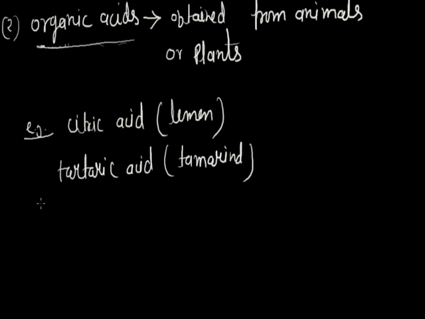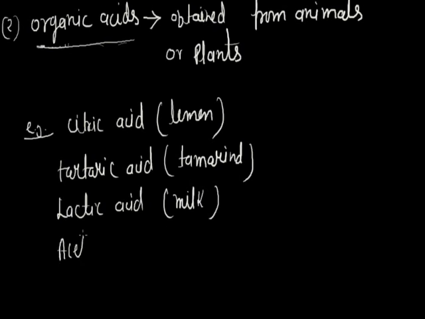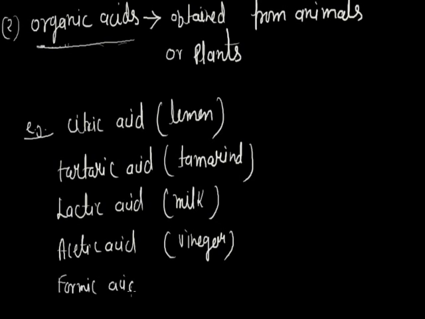Now lactic acid, it is found in milk. Acetic acid, it is found in vinegar. And next is formic acid, which is obtained from red ants. So all these acids are called organic acids, and organic acids are obtained either from plants or from animals.